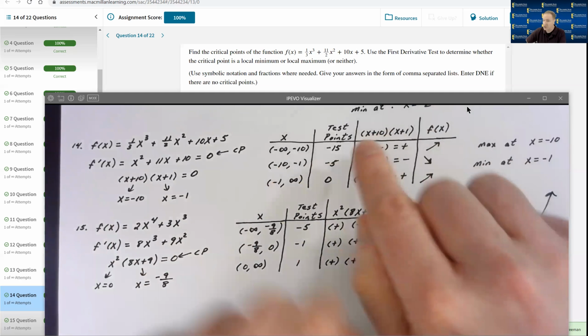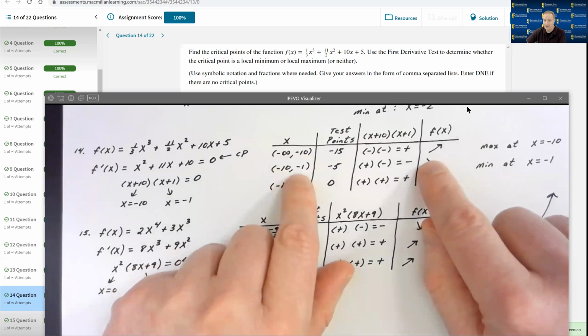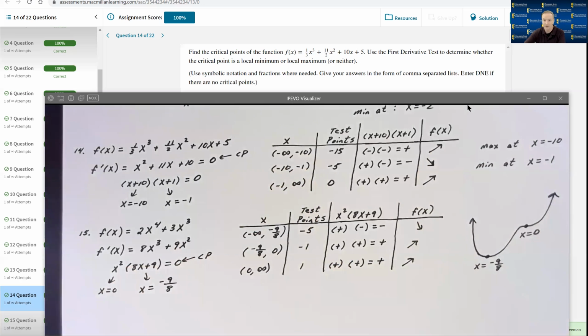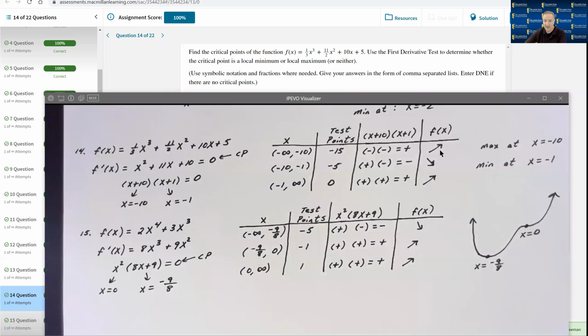So we can say just from looking at this, we know that there has to be a maximum at -10. And then it's going to decrease down to -1 and have a minimum. Then it's going to increase after -1. So you should be able to answer all of your questions based upon that. Notice it says f has a local minimum at -1, and it doesn't want x equals -1. It just wants the -1. And it has a local maximum, and we know that's at x equals -10, but we're just supposed to put the -10 part. And then the intervals of increasing, decreasing, just like I have here on my chart.